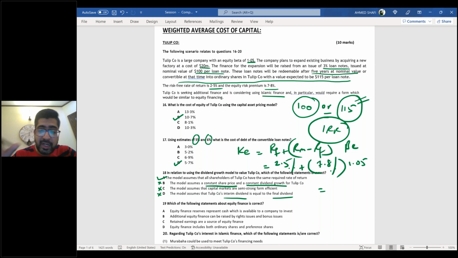And you can also use the other strategy, directly capture the correct answer. If you look at common sense, option A: the model assumes all shareholders have the same required rate of return. Is it possible that a company pays every shareholder separate percentages? One shareholder is paid 8% dividend, one is paid 9%, one is paid 10%. That's not possible. Every shareholder is given the same return. This is what the dividend model also says. Every shareholder will get the same return. So option A is correct.